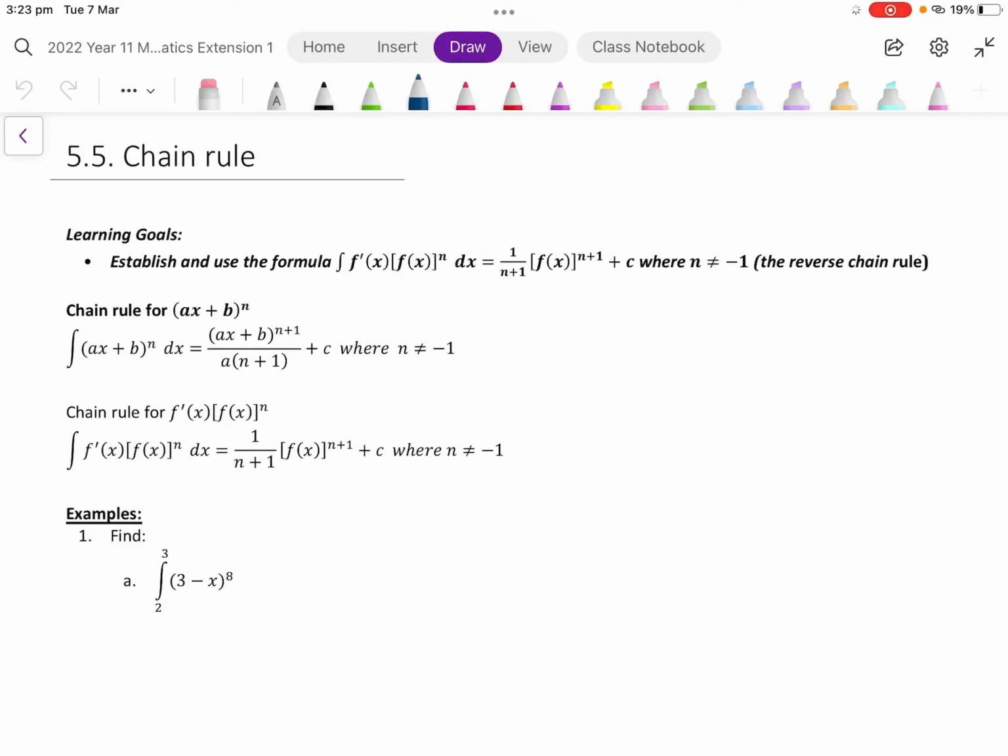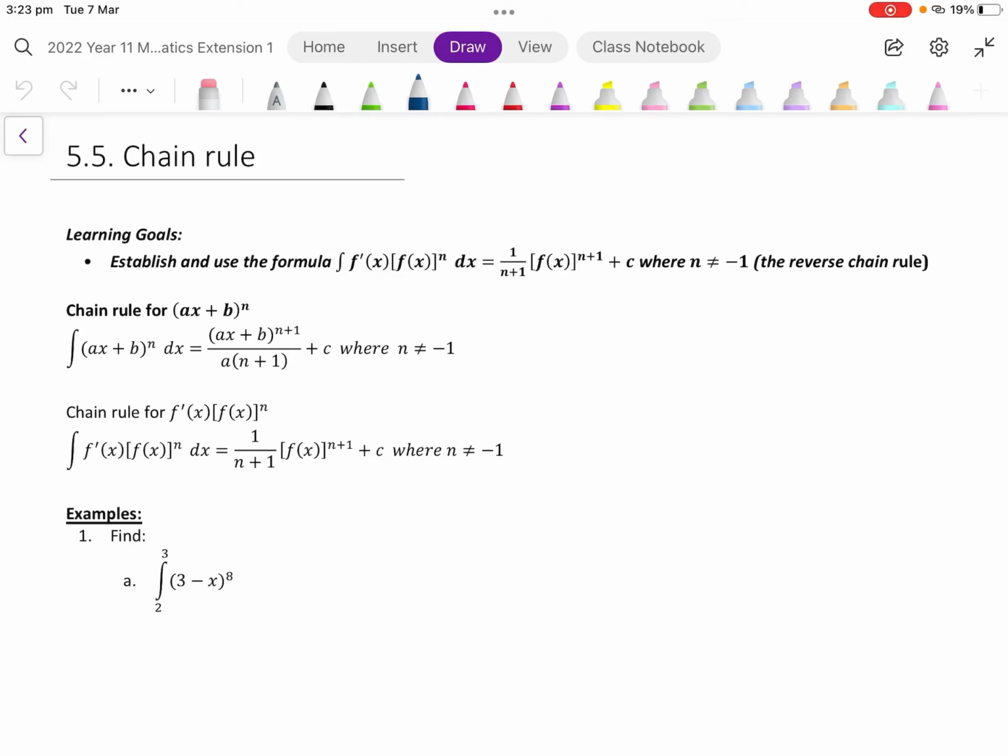Hi Year 12, today we're using the chain rule and we're going to establish and use the formula: the integral of f dash x times f of x to the power of n dx is equal to 1 over n plus 1 of f of x to the power of n plus 1 plus c, where n cannot equal negative 1. It's the reverse chain rule.